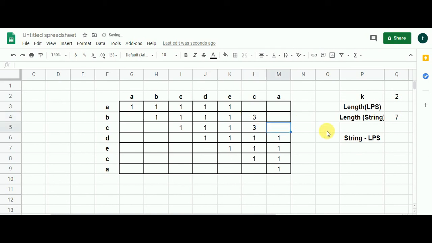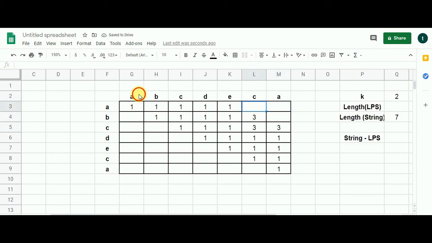Okay. Now here the subproblem changes to CDECA. Now C doesn't match with A, so it will be the maximum of CDEC and DECA. So CDEC is 3 and DECA is 1. So maximum is 3. So I'm going to populate 3 over here.